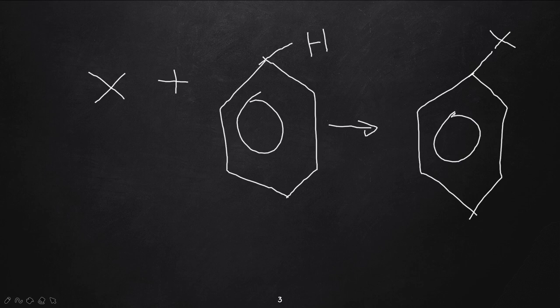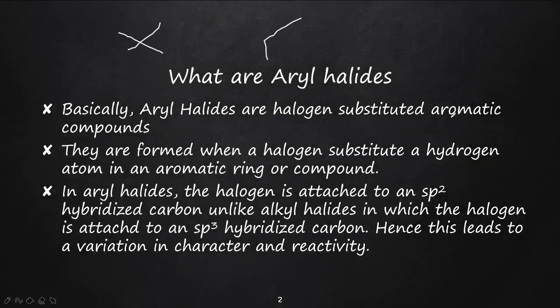From what I've been saying earlier on, they are halogenated or halogen substituted aromatic compounds. That's basically what they are. Let's go on and see how far we can go. They are formed when a halogen substitutes a hydrogen atom in an aromatic ring or compound. That means when a halogen, like I showed you, substitutes a hydrogen in an aromatic ring. Now in aryl halides, the halogen is attached to an sp2 hybridized carbon.